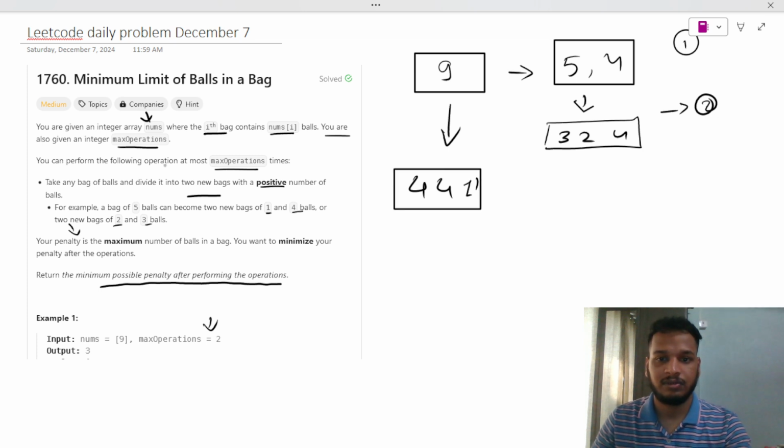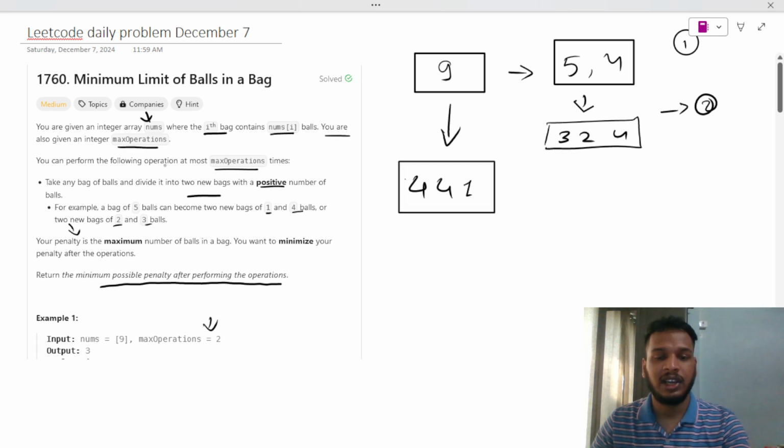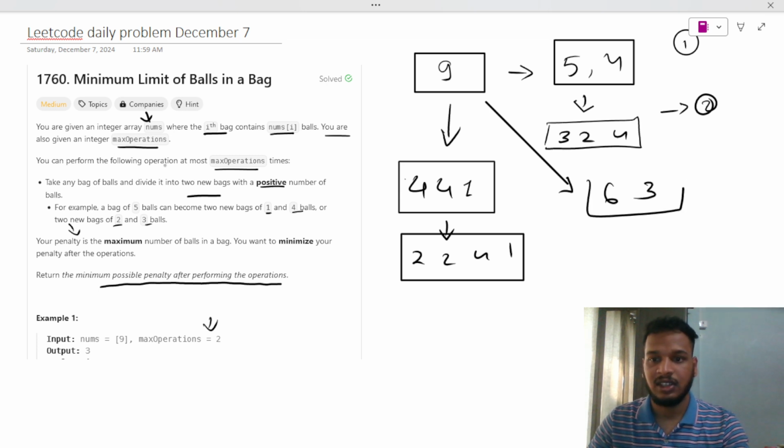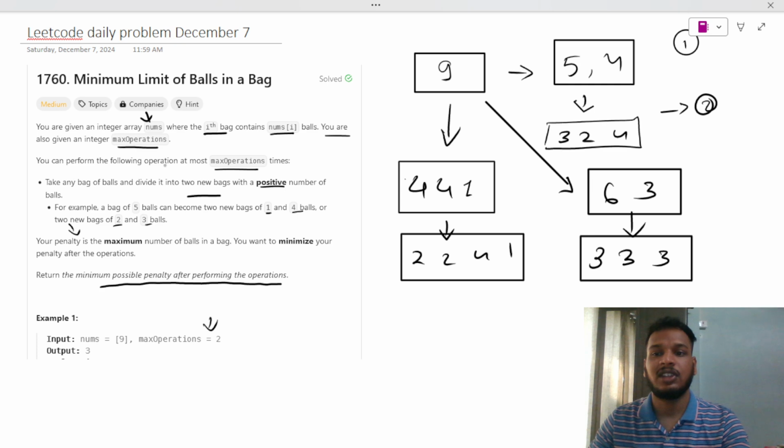This is also one of the scenarios: 4, 4, 1. And with one more operation I can split again, maybe into 2, 2, 4, 1. Or I can split 9 into 6 and 3, and from 6 and 3 I can do 3, 3, 3. I took two operations, and 3 is the least number I can get.